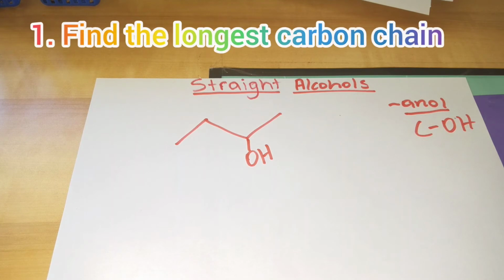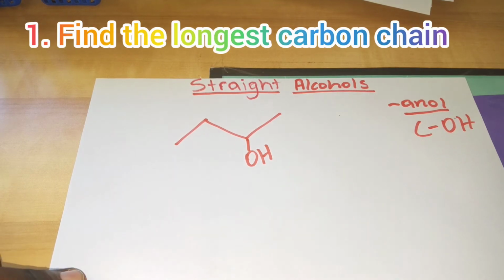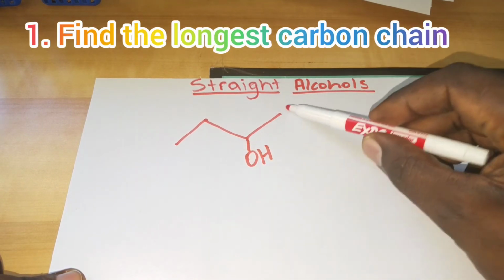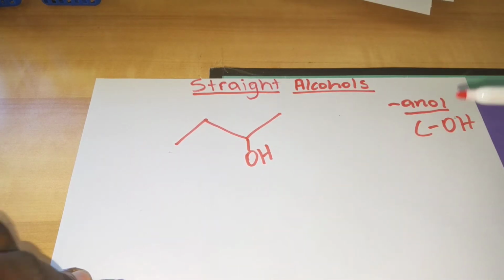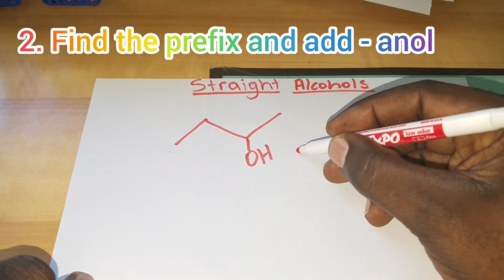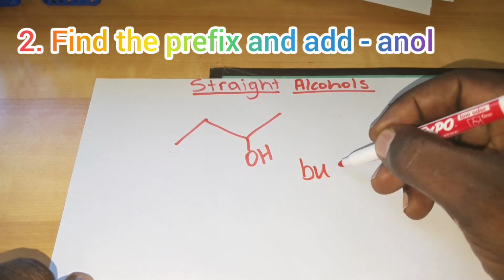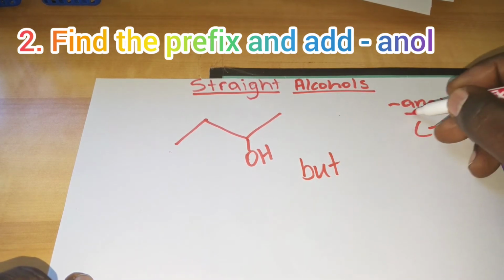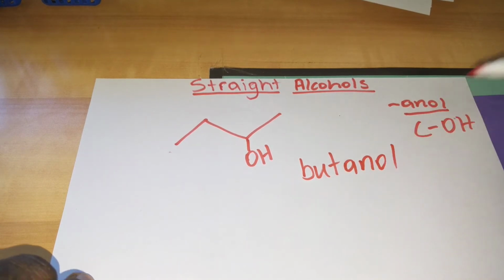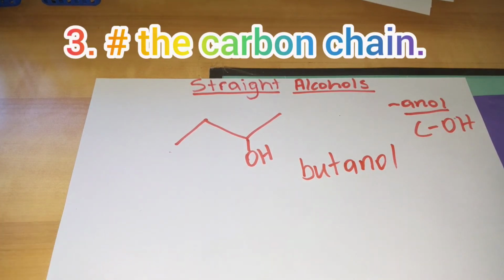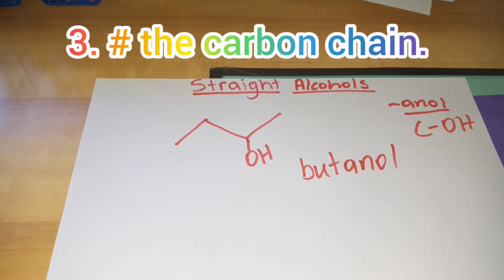First step, count the number of carbons in the longest carbon chain. 1, 2, 3, 4. It's 4. So therefore, we can find the prefix for 4, which is but-. And then we add the suffix -anol. So it's butanol. Just like alkenes, we need to tell where this double bond is. Sorry, not the double bond. We need to tell where the OH is.